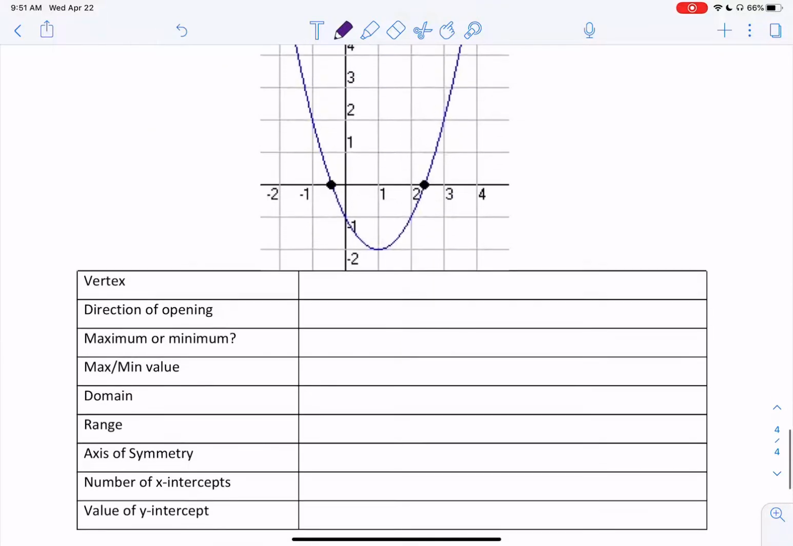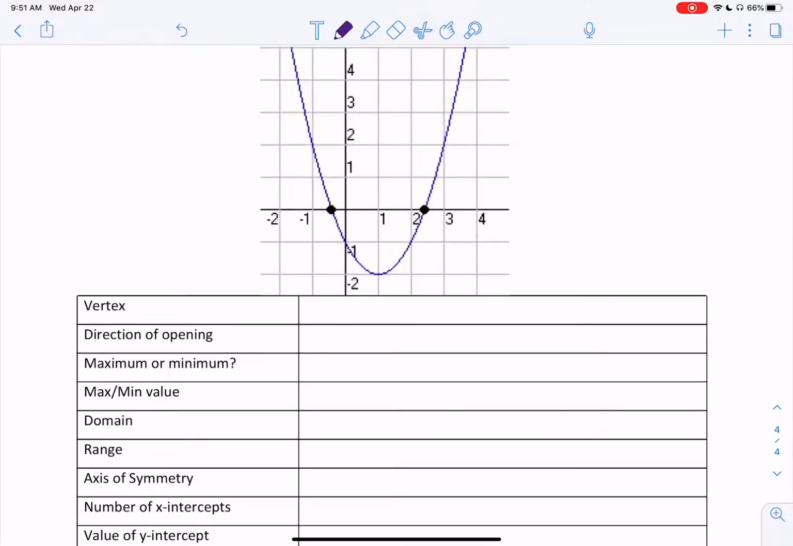So we have a few things to practice it right here. So the first thing we want to find is our vertex. So we look for that turnaround point, which is right there at 1, -2. And then we look at our direction of opening. So in this case, it's facing up. And then we want to see, do we have a maximum or a minimum? So it gets smaller and smaller and smaller, hits its smallest point and turns around. So we have a minimum. And that minimum value is going to be, our lowest point is -2.